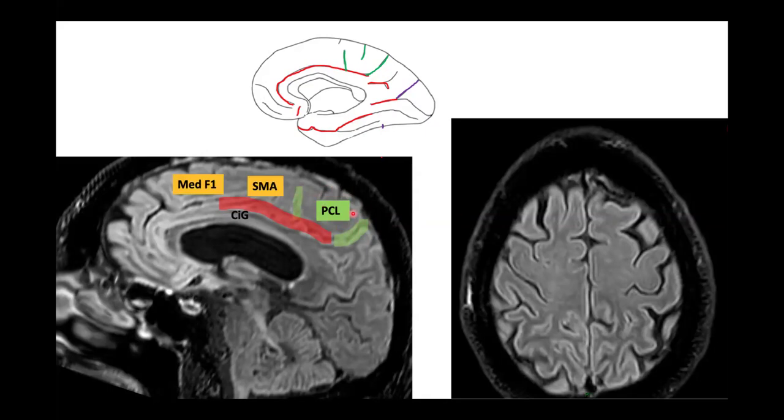Anterior to the paracentral lobule is the medial surface of the frontal lobe. Just anterior to the paracentral lobule is the supplementary motor area on the medial surface. More anteriorly is all the rest of the medial frontal surface, medial F1. Then you have the Y shape, the parieto-occipital sulcus and the calcarine sulcus. You have the cuneus, the lingual gyrus, and here you have the precuneus.